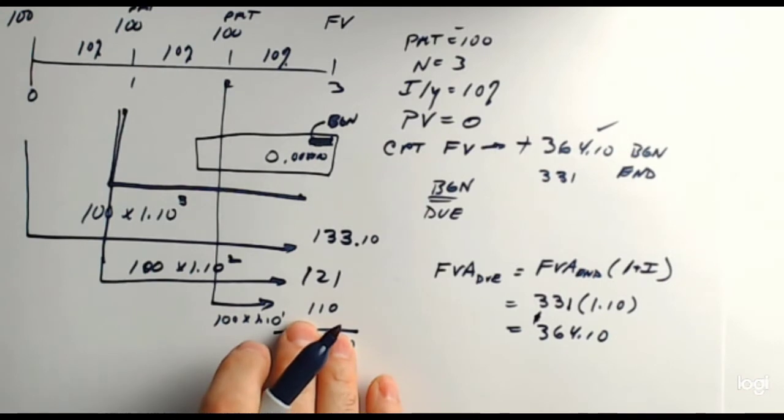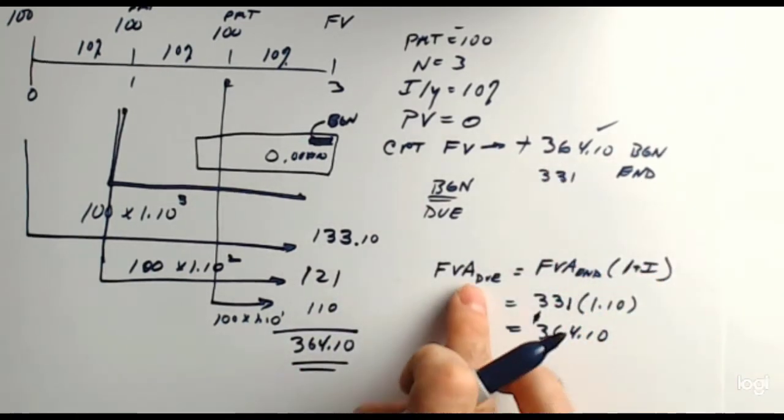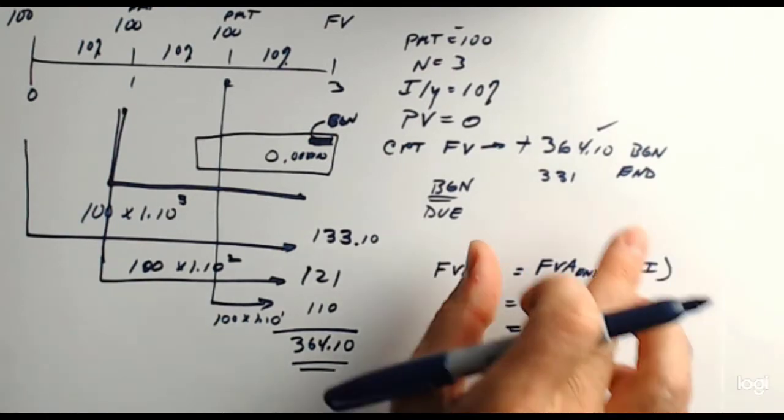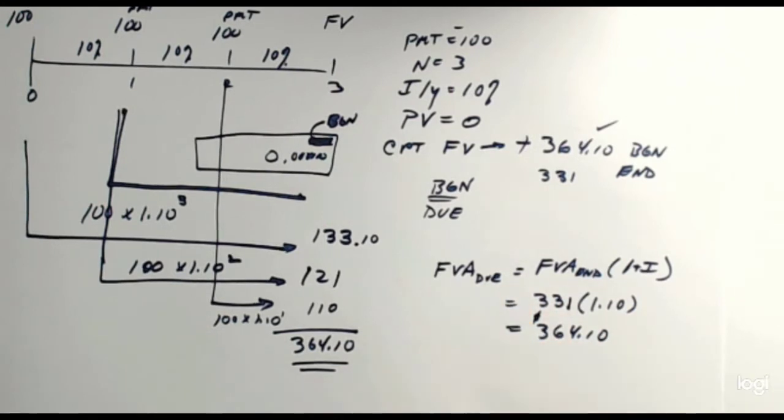So by hand, by calculator, kind of by calculator, but you don't even need a financial calculator to do this. This you need a financial calculator to do, but this you can do on an ordinary calculator. And I get the 364. 3 different ways of doing it.